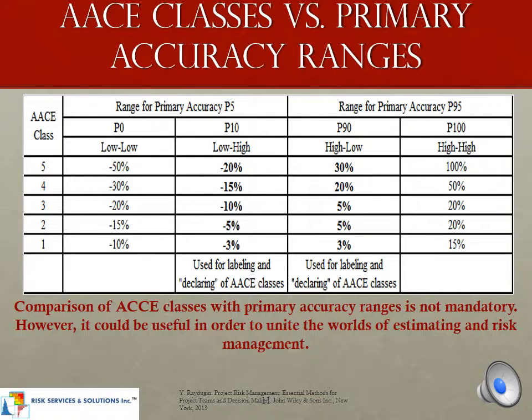This chart shows a comparison of the ACCE classes versus primary accuracy ranges. You can see the classes on the left with P5 accuracy from P0 to P10, while P95 range for primary accuracy is from P90 to P100. A comparison of these ACCE classes with primary accuracy ranges is not mandatory. However, it could be used in order to unite the worlds of estimating and risk management.